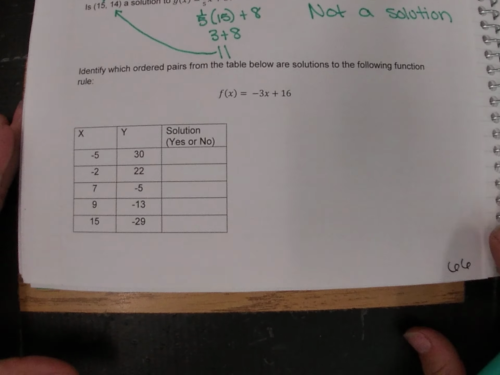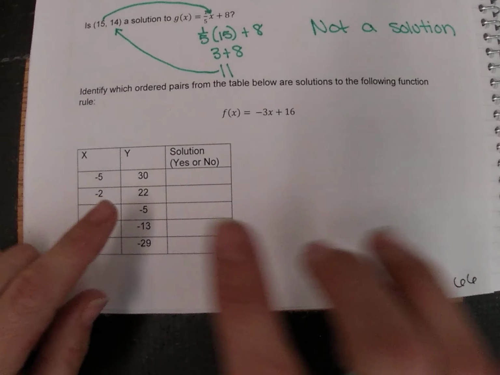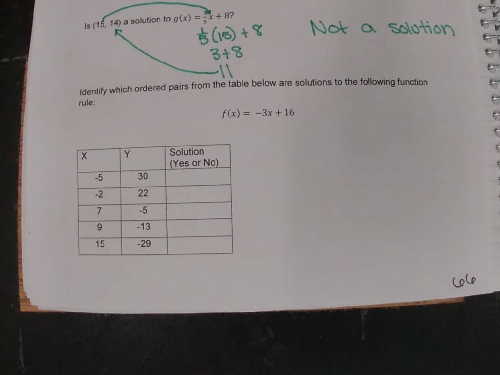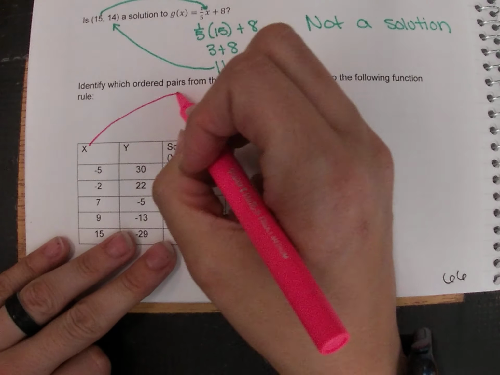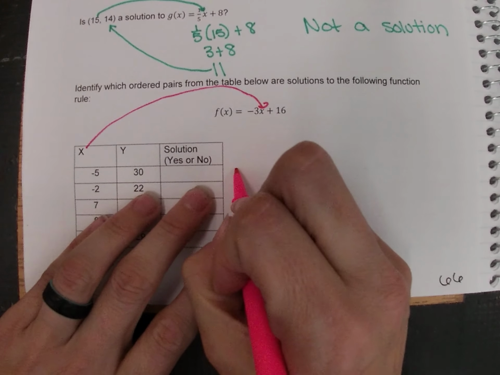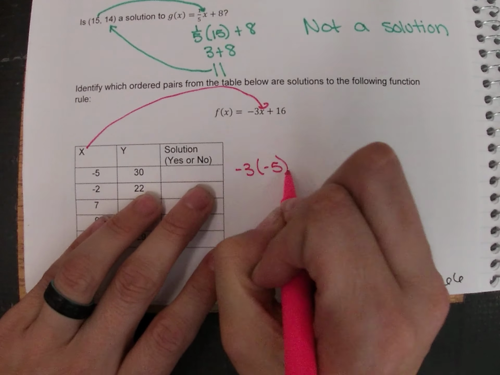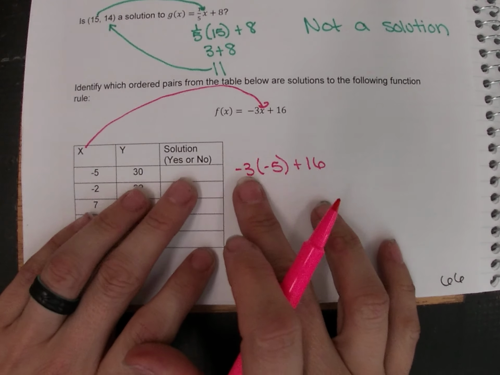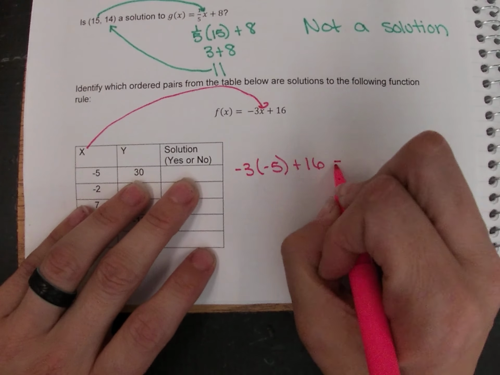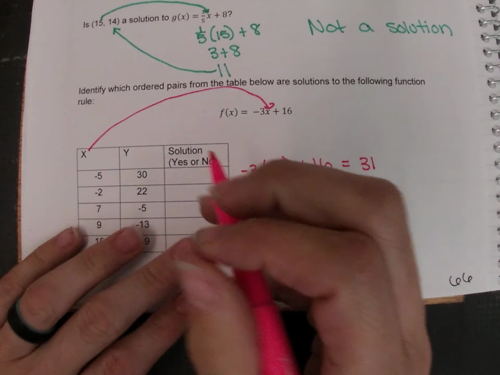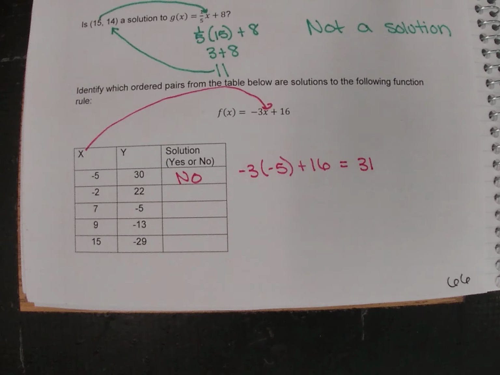Okay, table format, same thing. We would still treat this like an ordered pair, (-5, 30). So we're still taking that x value and plugging it in for x. We're just going to have to do it multiple times, so we're just checking the work. So if we say -3 times -5 plus 16. Well, 3 times 5 is 15. 15 plus 16 is 31. This says that we would get out 30, so no, this is not a solution.